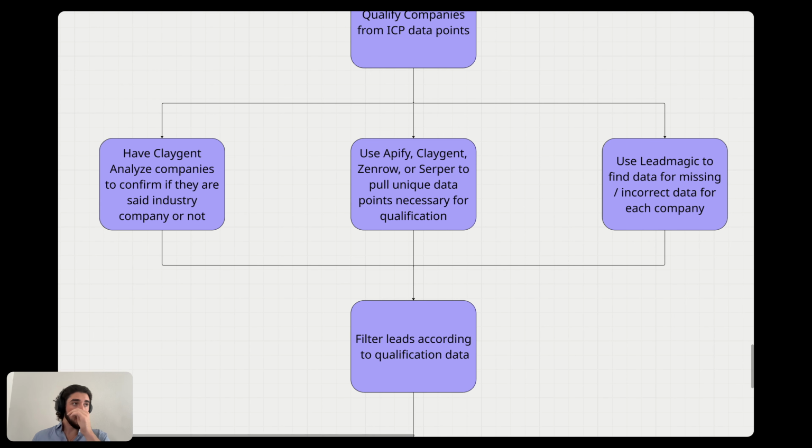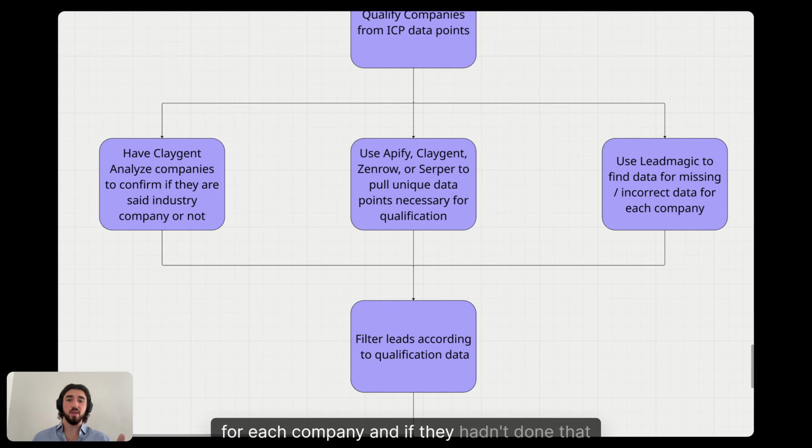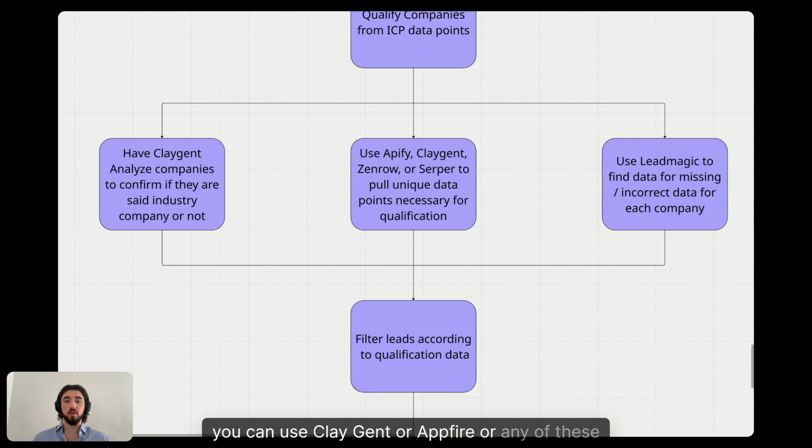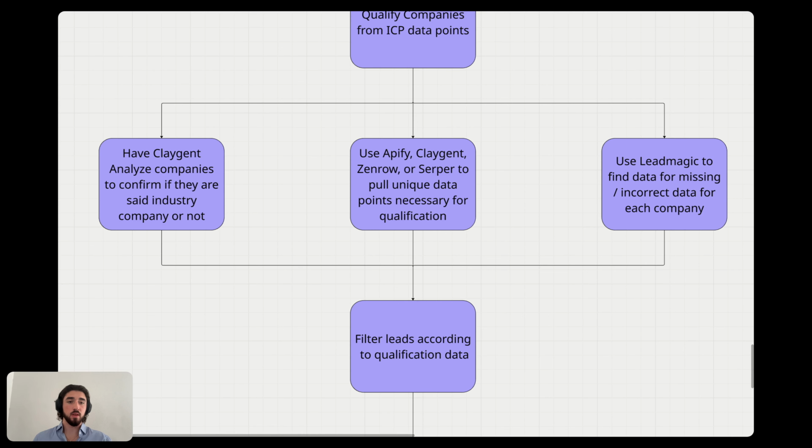So let's say we're looking for, I think we were doing one for like, there was some sort of specific filing we were having Claygen search for each company. And if they hadn't done that filing, then they were unqualified. So you can do points like that, or just search for any other data points. Like if they have, let's say, an enterprise pricing that's over $5,000 for their SaaS platform, things like that. You can use Claygen, or Apify or any of these scraping tools to find this data.